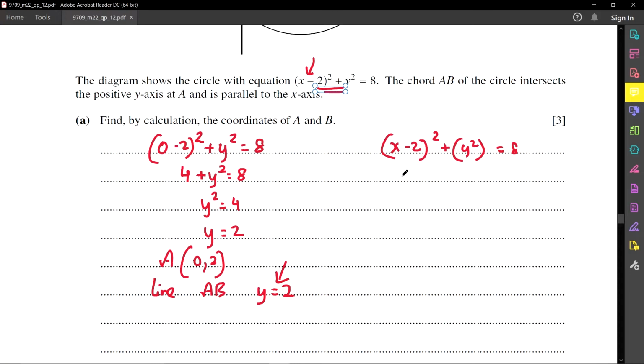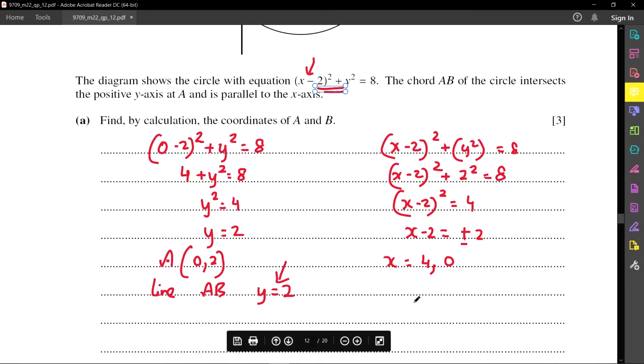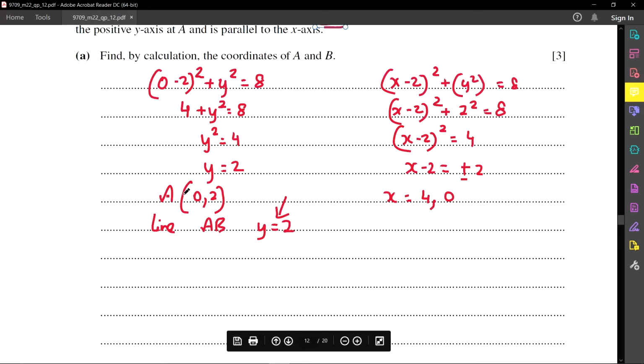That's a chord line, that's a chord equation. So (x minus 2) whole square, let's plug in y equal to 2 here. We get 2 square equal to 8, and (x minus 2) whole square equal to 8 minus 4, which is 4. So x minus 2 is plus or minus 2. So you get x equal to 4, comma 0. We already got the point A as 0 comma 2. So B will be coordinates 4 comma 2.